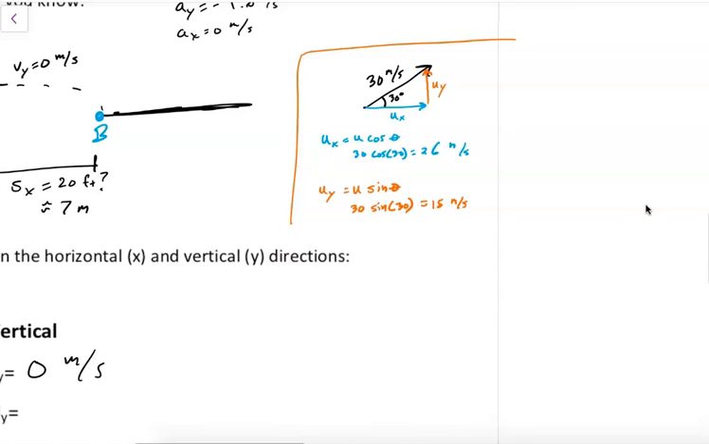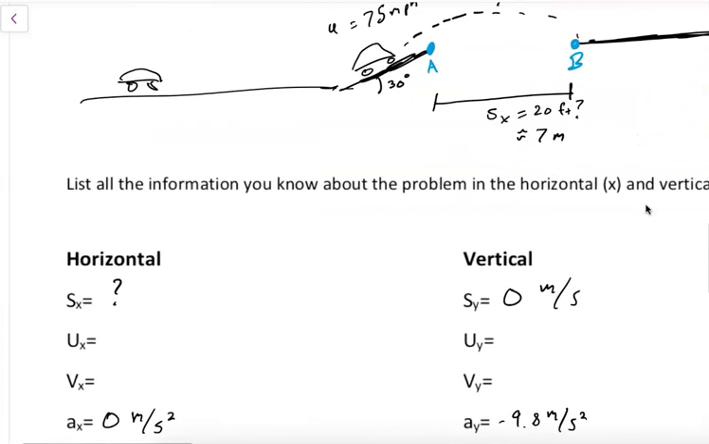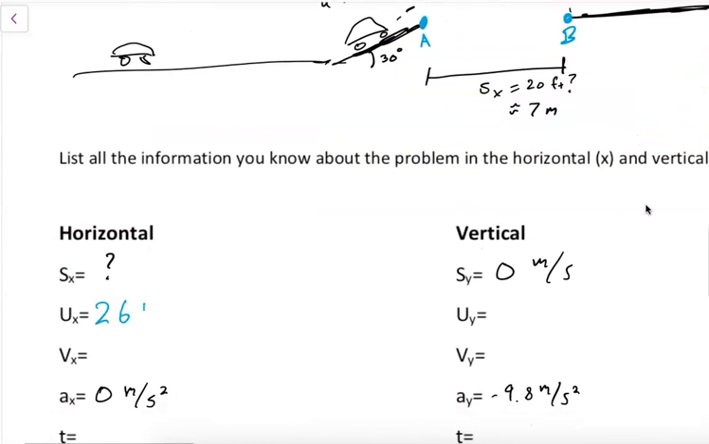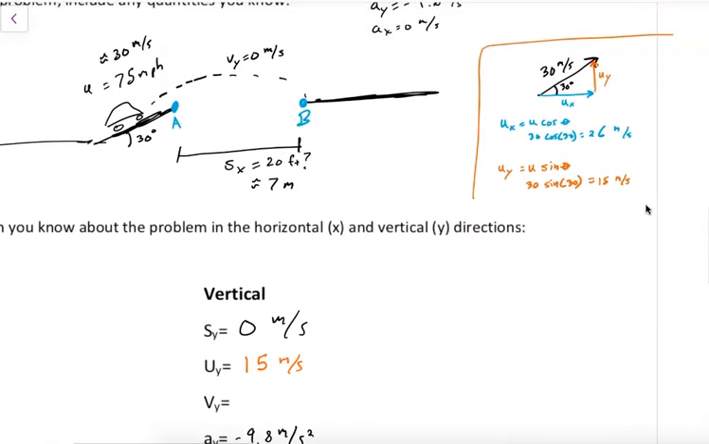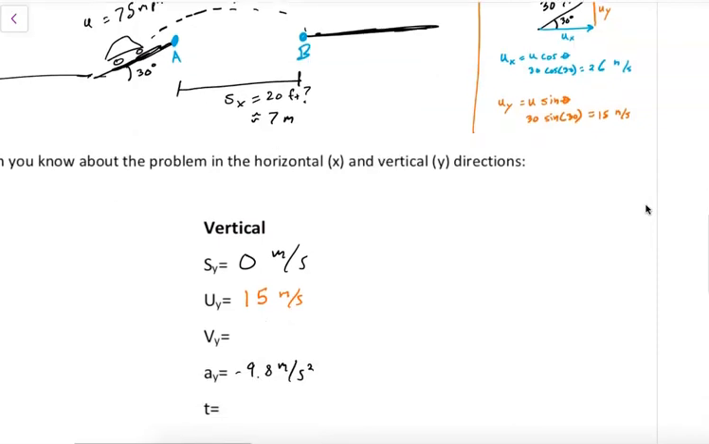So I have my value of 25.9. I need to round it up, so it's 26 meters per second in my x direction. And since we're assuming no air resistance, our final velocity is also 26. And for the vertical, it's 15. And I also said that if we're landing at the same height as our original height, then our final velocity should be equal to our initial velocity, except going in the opposite direction. So this is actually negative 15 meters per second.